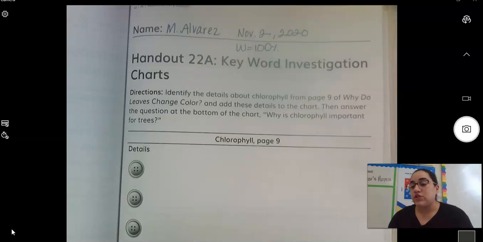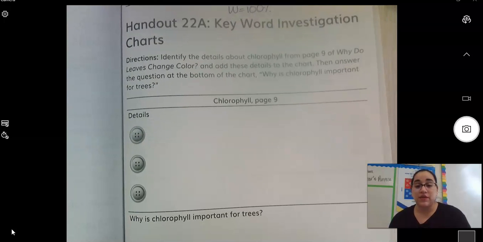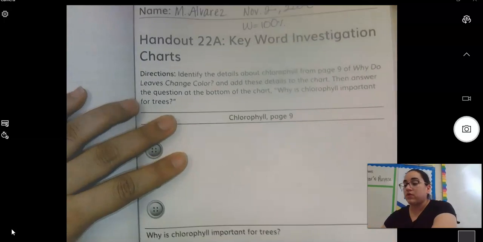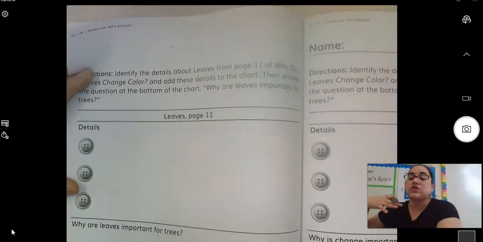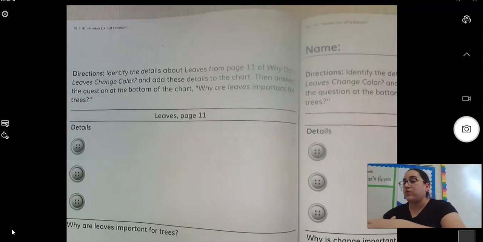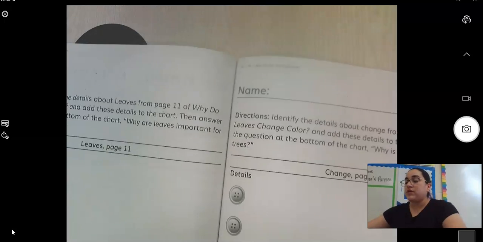So the directions for this assignment say: identify details about chlorophyll from page 9 and why leaves change color, and add these details to the chart. Then answer the question at the bottom of why chlorophyll is important for trees. In our recorded video right now, we're going to be doing chlorophyll and leaves. We're going to do 2 together so that you get a hang of what we need to do.